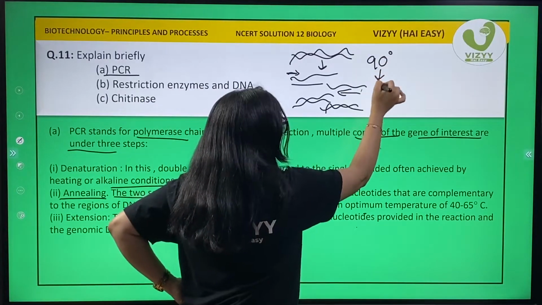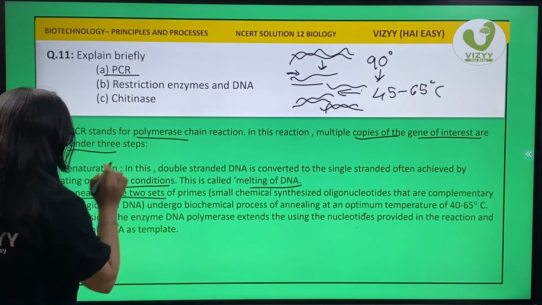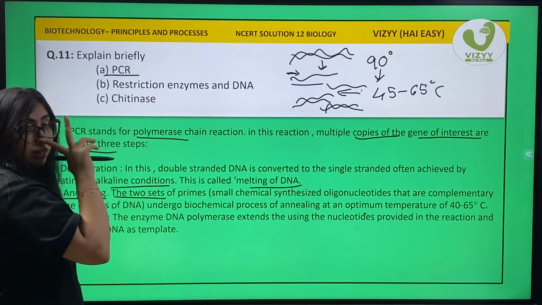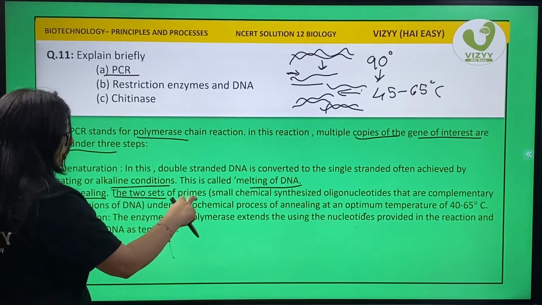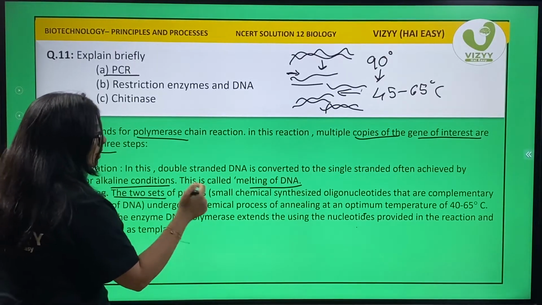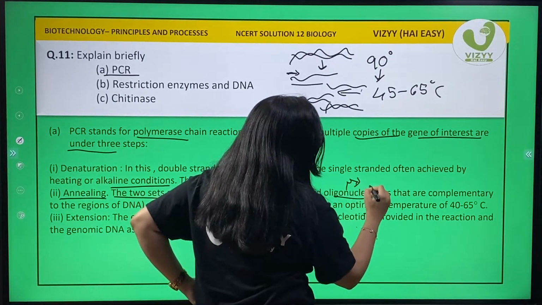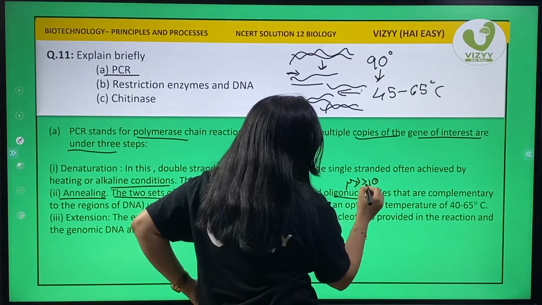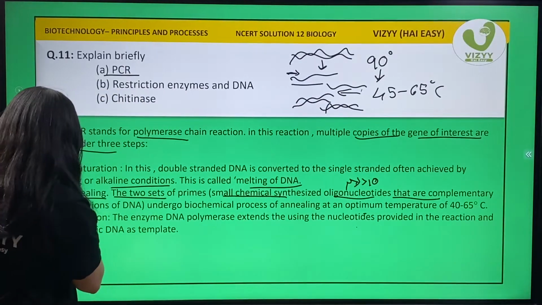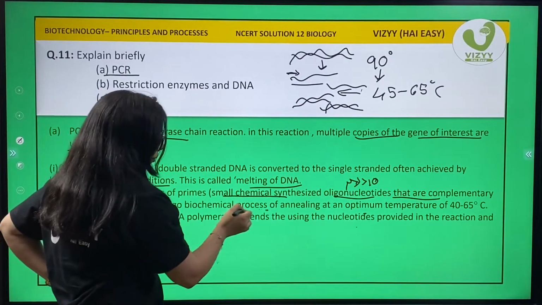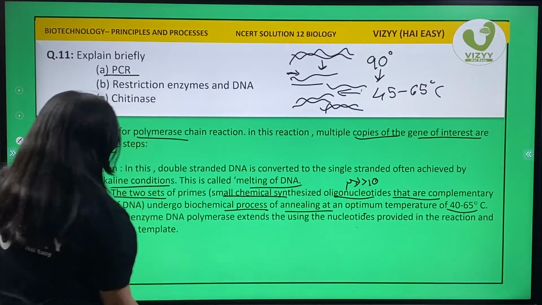Here the temperature will go down to 45 to 65 degrees Celsius. Now remember, annealing is step 2. What are primers? Primers are small chemical synthetic oligonucleotides. Oligonucleotide means a nucleotide sequence of more than 10 nucleotides that is complementary to the DNA strand. They undergo annealing at an optimum temperature of 40 to 65 degrees.